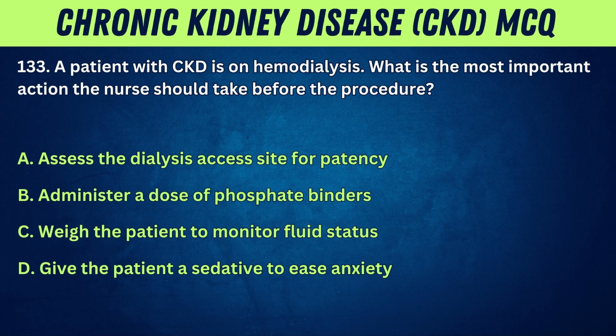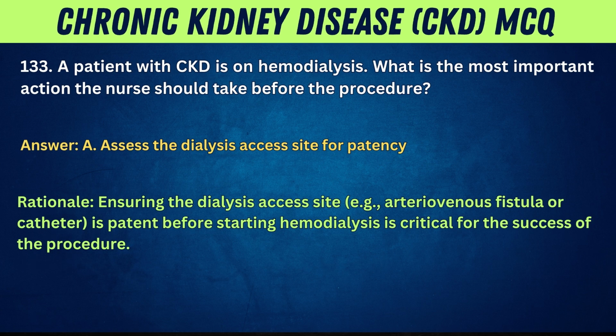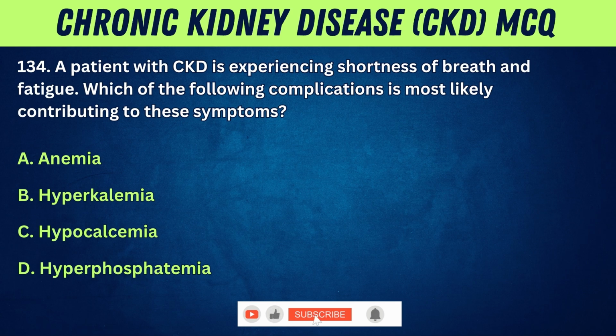133. A patient with CKD is on hemodialysis. What is the most important action the nurse should take before the procedure? A. Assess the dialysis access site for patency. B. Administer a dose of phosphate binders. C. Weigh the patient to monitor fluid status. D. Give the patient a sedative to ease anxiety. Answer: A. Assess the dialysis access site for patency. Rationale: ensuring the dialysis access site, e.g., arteriovenous fistula or catheter, is patent before starting hemodialysis is critical for the success of the procedure.